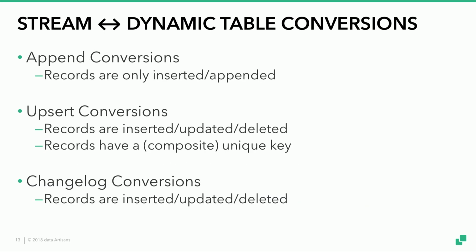How do we convert between streams and dynamic tables? We have 3 different conversions that a user can perform. The first conversion is append conversion. This is when you have a stream that is just inserting things, so that you don't have delete messages. It is a continuous stream of inserts.